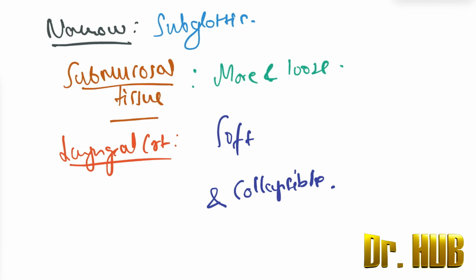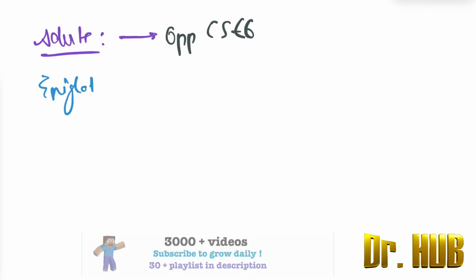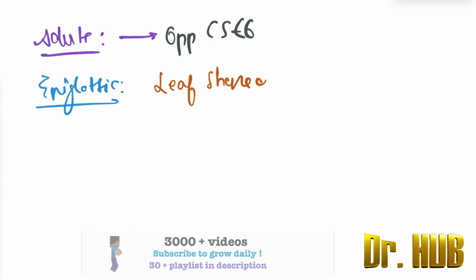Now we'll move on to that of the adults. So in case of the adults, the position is opposite to C5 as well as C6. Then comes the epiglottis. So what about the epiglottis? Here the epiglottis will be leaf shaped. This is in case of the adults, it is leaf shaped.